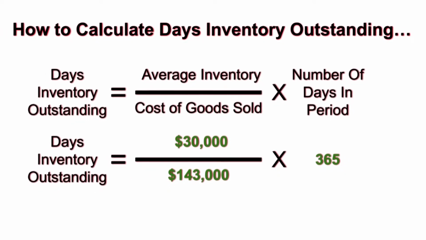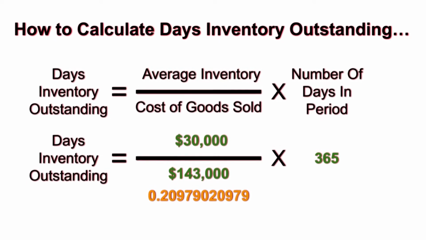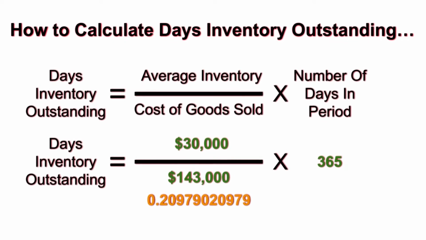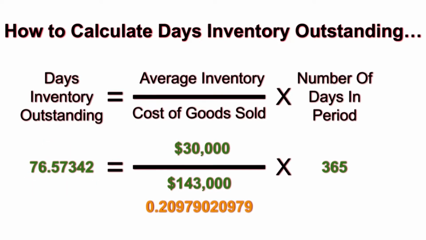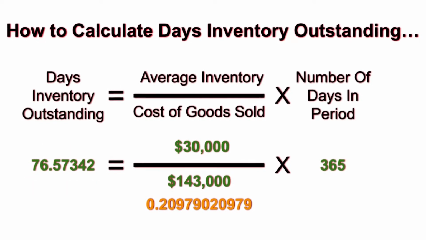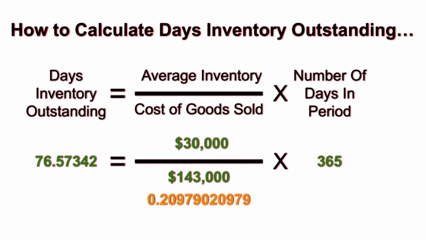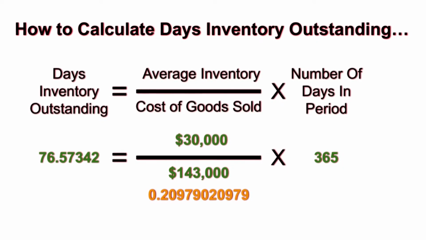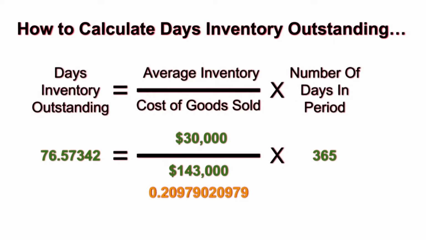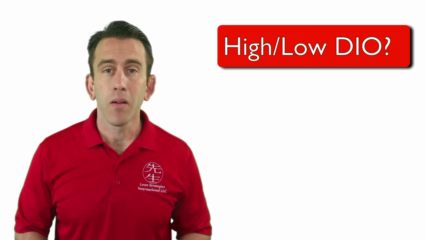$143,000, we would calculate DIO by first dividing the average inventory of $30,000 by the cost of goods sold of $143,000, and then multiplying that by the number of days in the period. For example, if our period was a year, we would multiply our answer by 365 days. This would equal a DIO of 76.57 days.